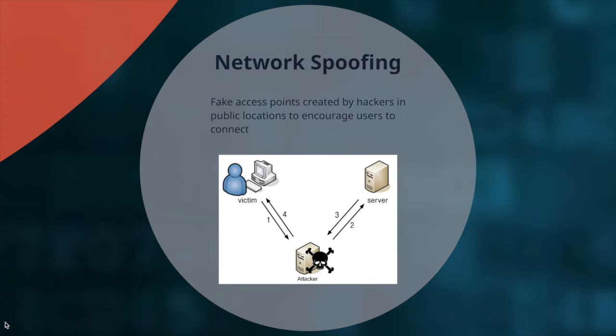Usually they are placed in high traffic public locations such as coffee shops, libraries, and airports. Next, the cyber criminals give the access point common names like free airport Wi-Fi or coffee house, which encourage users to connect. In some cases, attackers require users to create an account to access these free services, complete with a password.